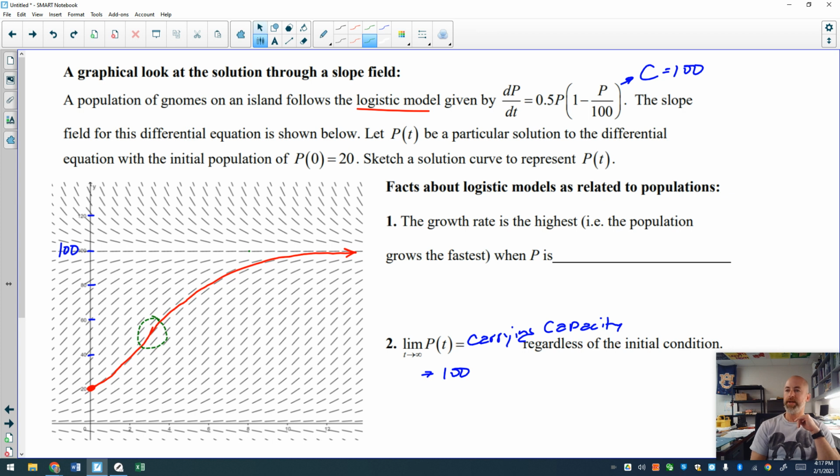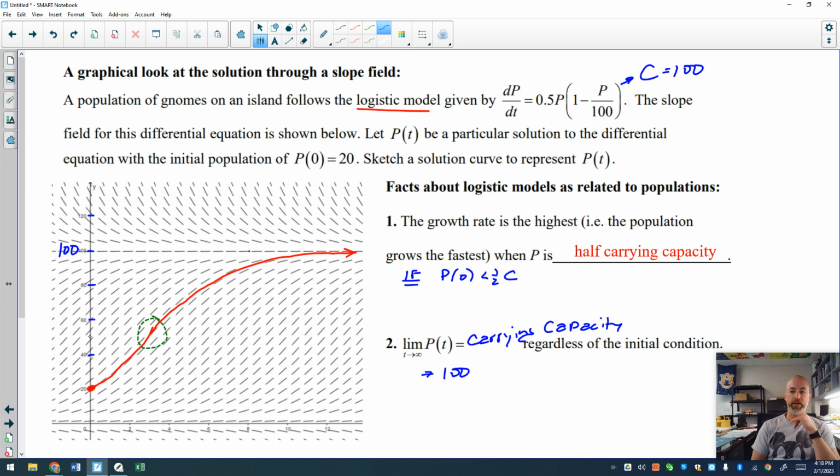And the highest growth rate, I had to re-record this video because I misspoke originally. I originally said the highest growth rate is always half the carrying capacity. But there is one little caveat to that. The growth rate is the fastest if your initial amount is less than half the carrying capacity. So if you start with less than half the carrying capacity, then the fastest growth rate will be half the carrying capacity. And that actually happened in this model.